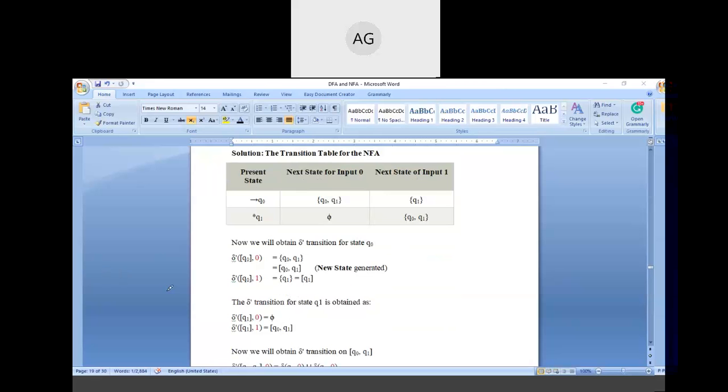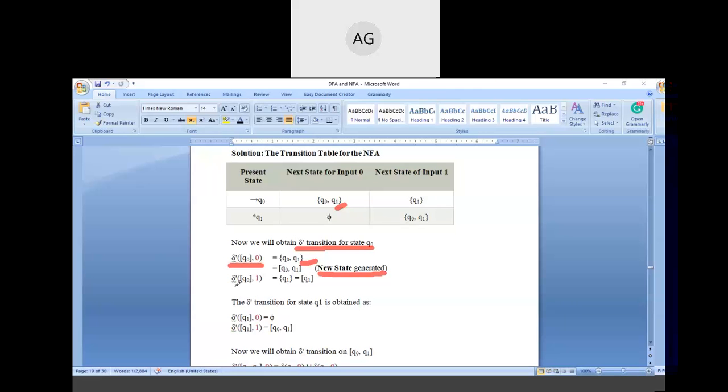Now we will obtain del dash, meaning the transition table for the state Q naught, by this method, like del dash Q naught for input 0. We will get Q naught and Q1, but Q naught and Q1 is a different state, so this will be considered as a new state for the DFA.